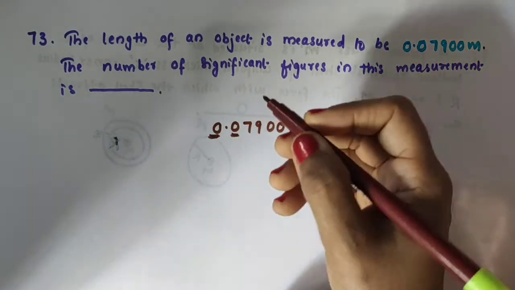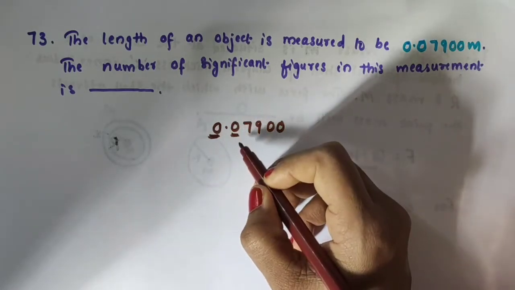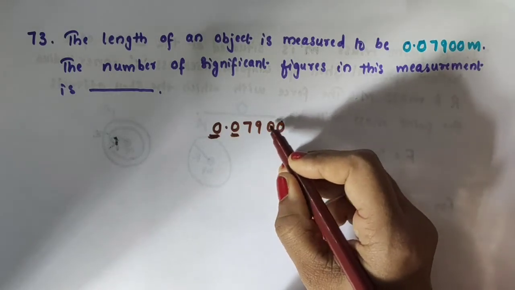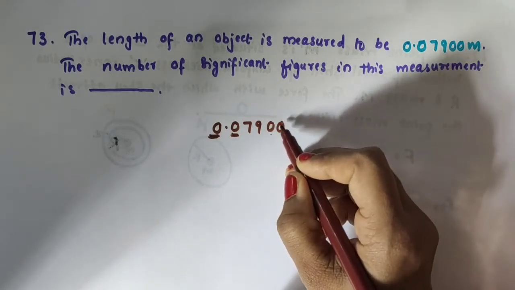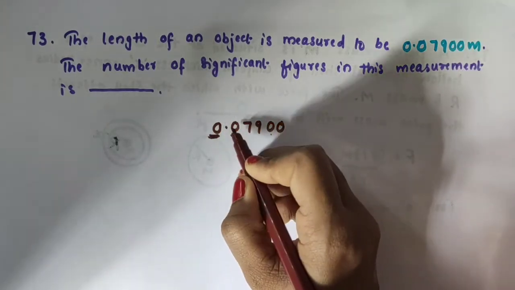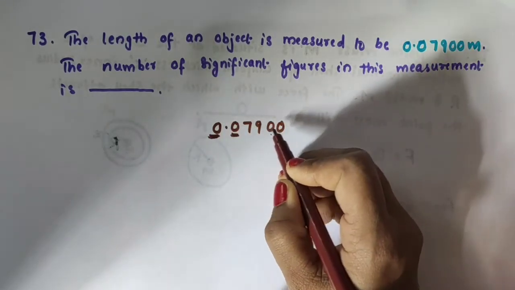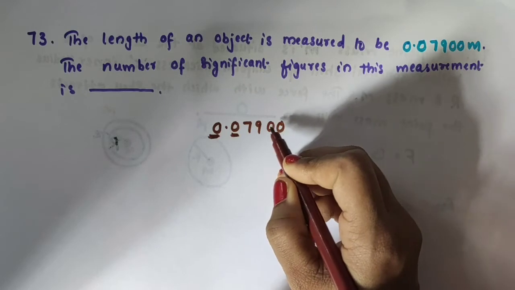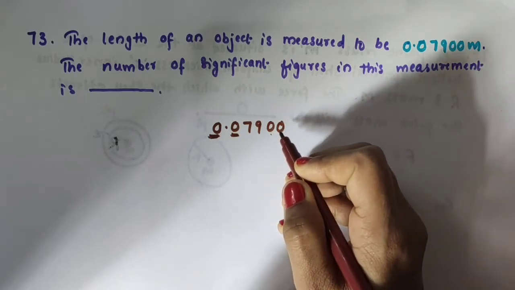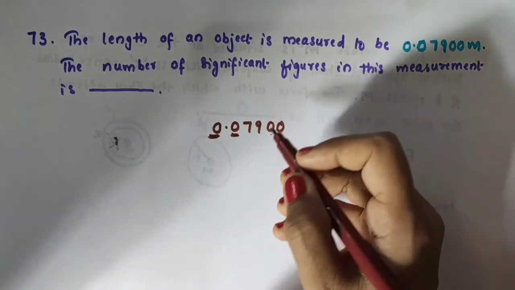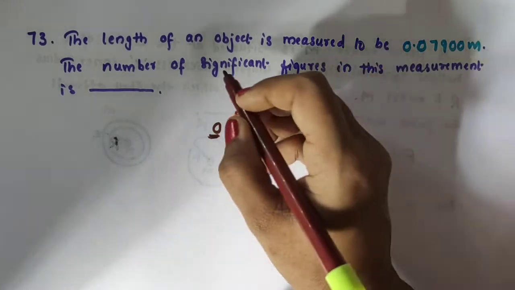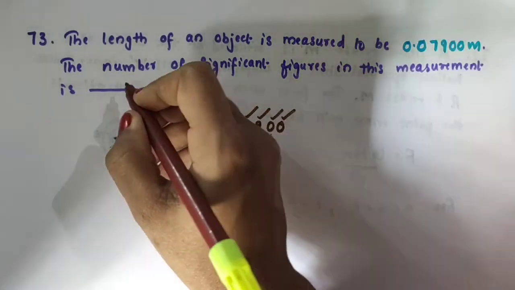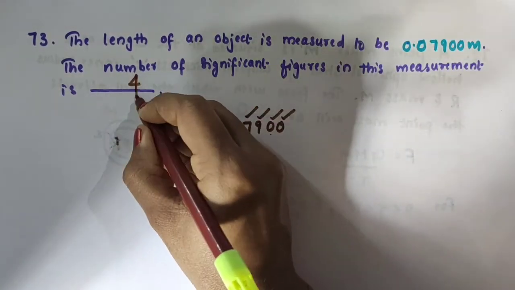Then as per the rule, if the number is less than 1, the trailing or terminal zeros, that is, these two zeros at the end, are significant. These two leading zeros are not significant, we don't want to count them. But these two trailing zeros are significant, we want to count them, because this number is less than 1. Then 7, 9 are non-zero digits, so they are significant. So the number of significant figures is 1, 2, 3, 4. These four are significant. So the number of significant figures in this measurement is 4.